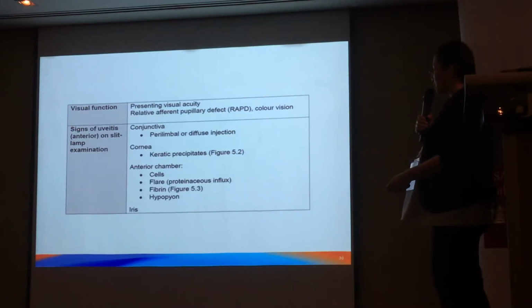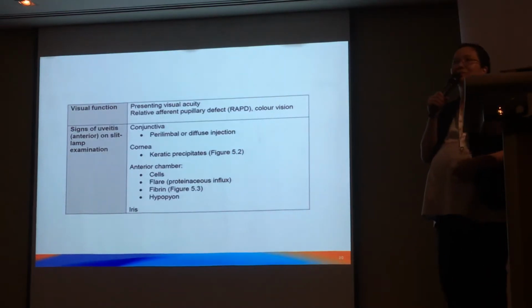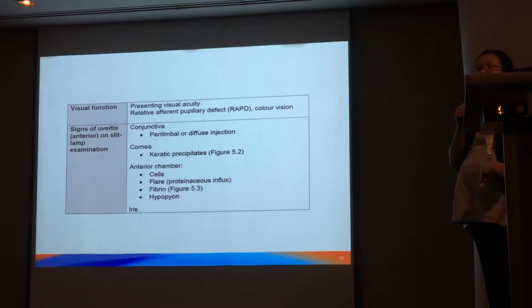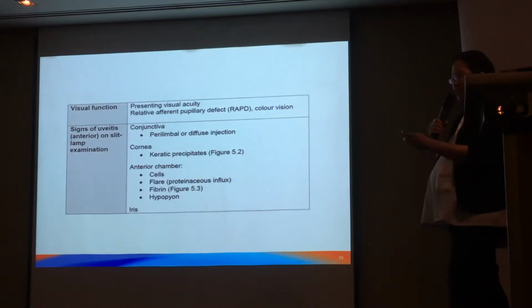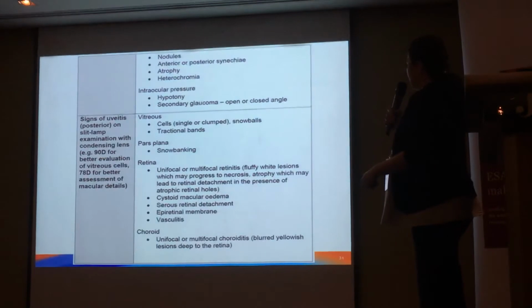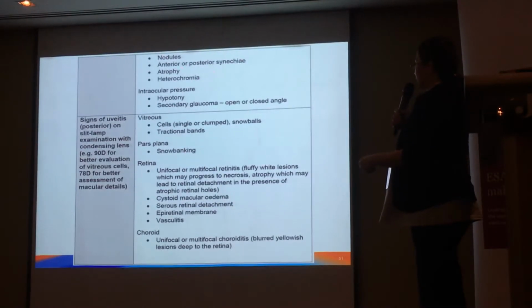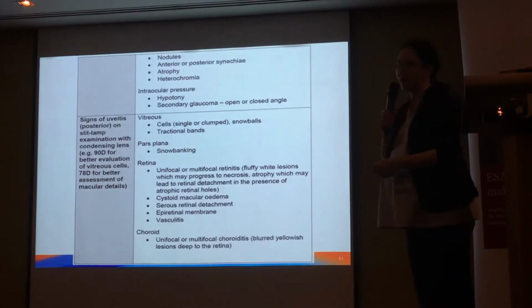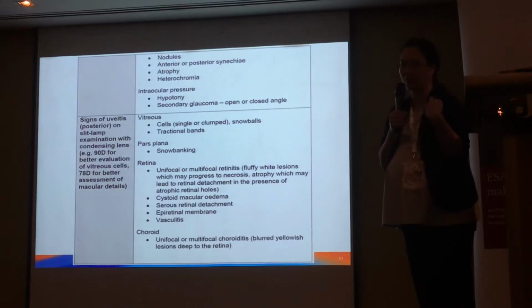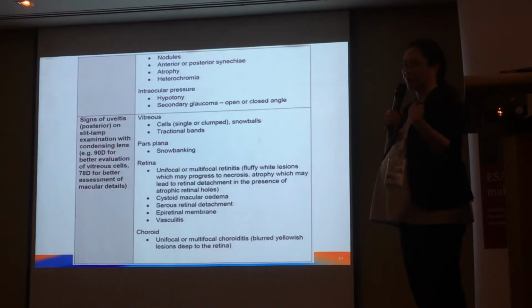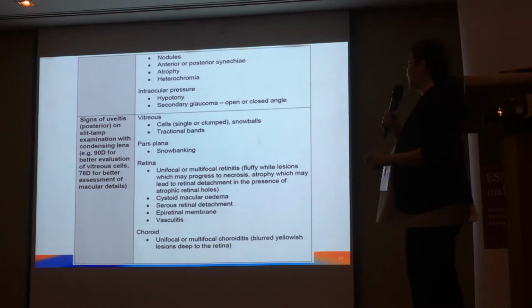And of course, the iris. What do you look for in the iris? You saw a picture just now: atrophy, the type of atrophies, nodules, posterior synechiae, and heterochromia. We hardly see heterochromia in Asians, with this brown iris, so it's less common in our local context.